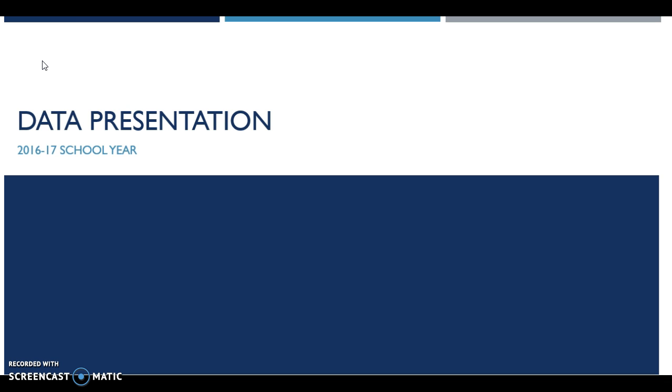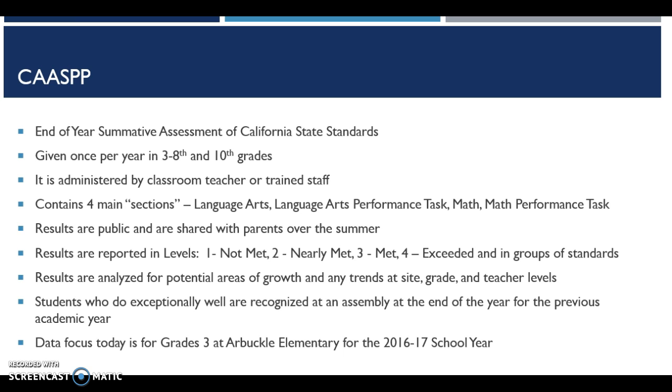Okay, so these are the results of the CAASPP from the 2016-2017 school year. The CAASPP is an end-of-the-year summative assessment of the California state standards. It's given once per year in grades 3 through 8 and 10th grade. It's actually 11th grade. And it is administered by a classroom teacher or trained staff.